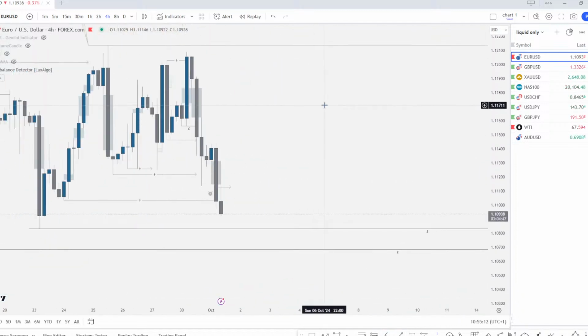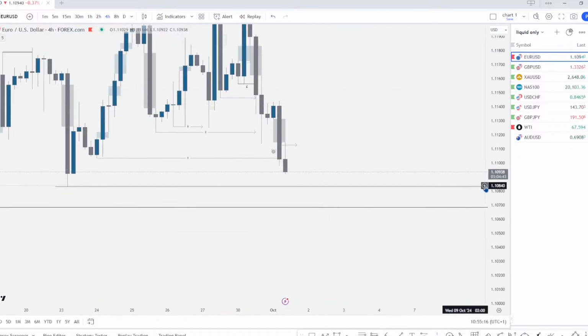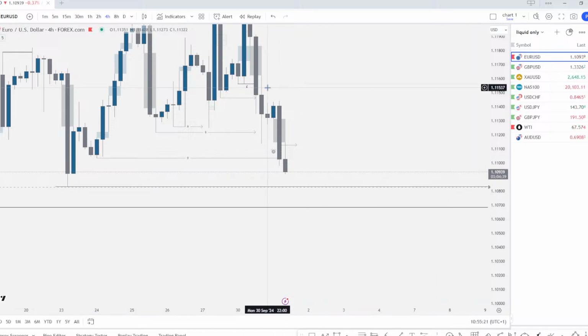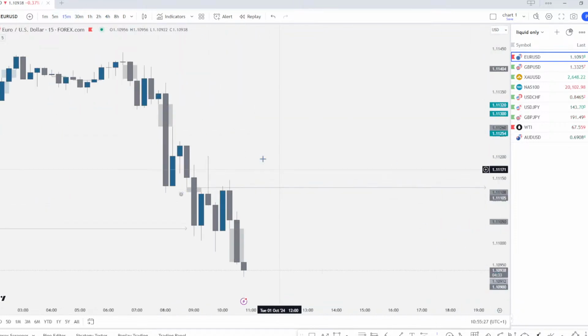Okie dokie, right. So if we get down to here, we're only looking at this as a pullback. Now we go down to the 15-minute, you'll see we had the same scenario here. So we had the institutional involvement to the downside, very clearly present.